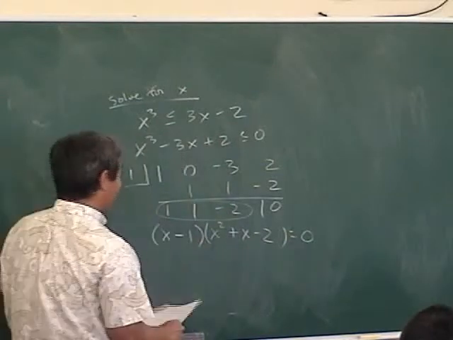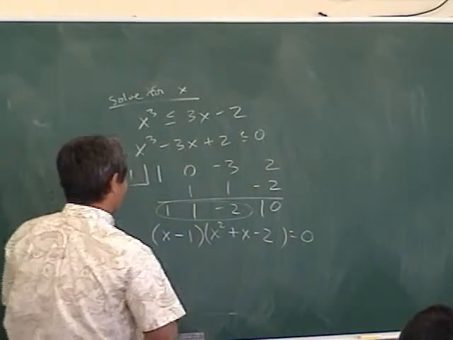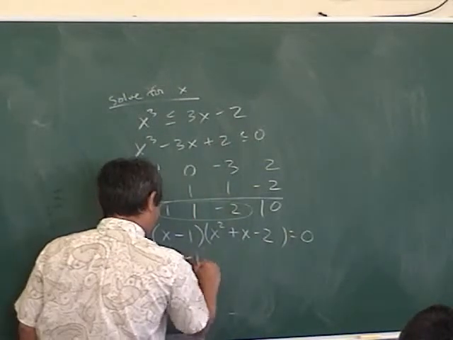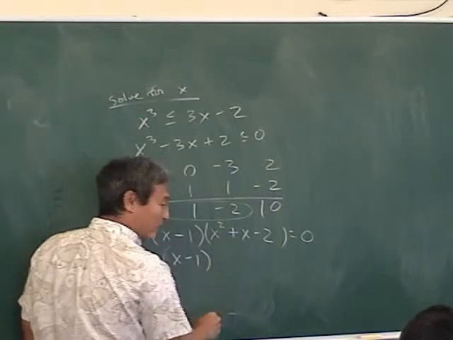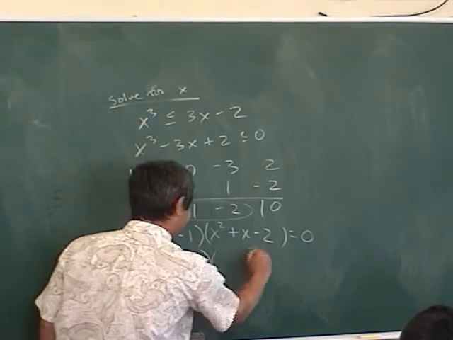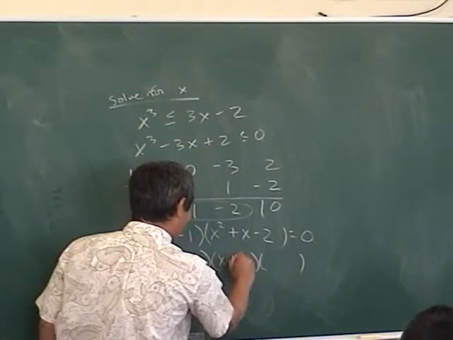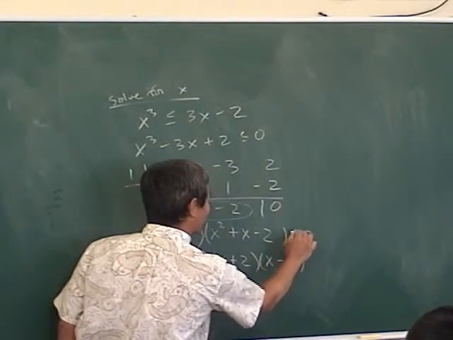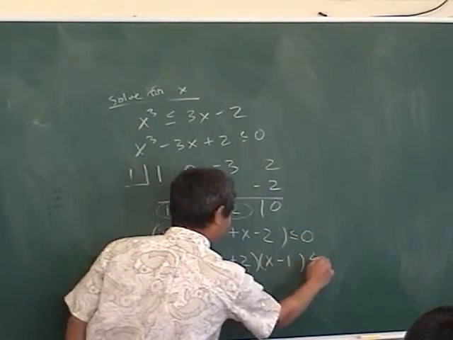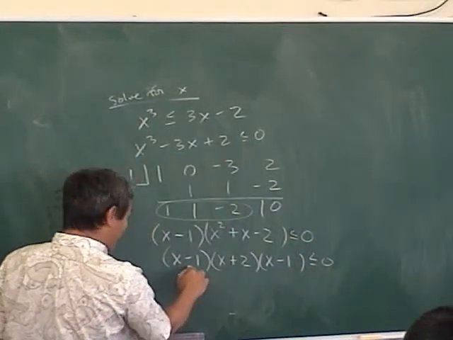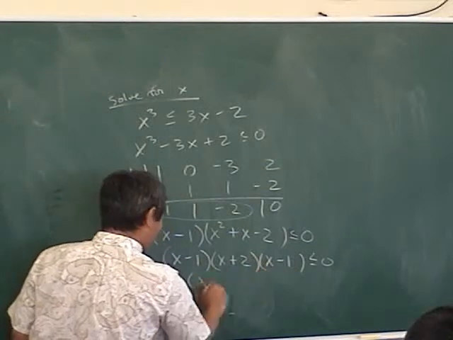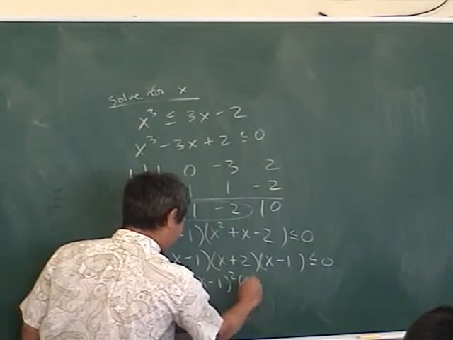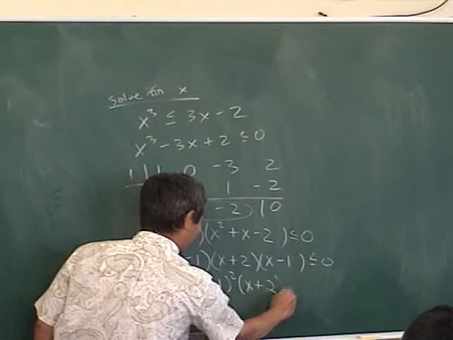Okay, let's just keep going. x minus 1. And can this be factored or do I have to use the quadratic formula? It factors, buddy. x plus 2, x minus 1. Oh, this is not equal to 0. It's less than or equal to 0. So, Mr. Park, if I get 2 x minus 1s, should I write it as x minus 1 squared? You bet your bippy you should.